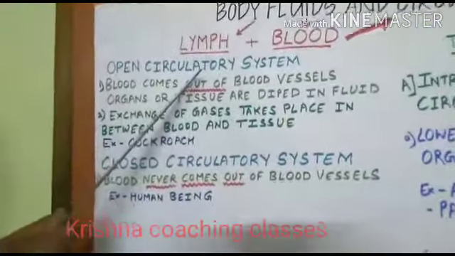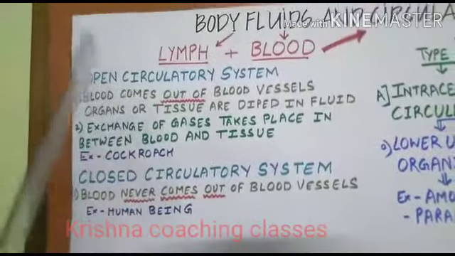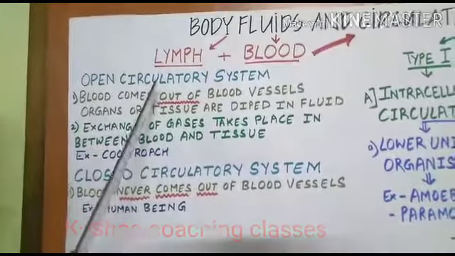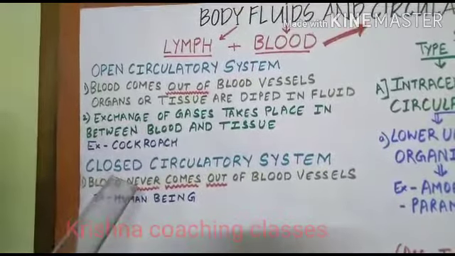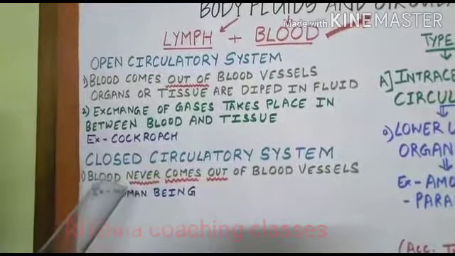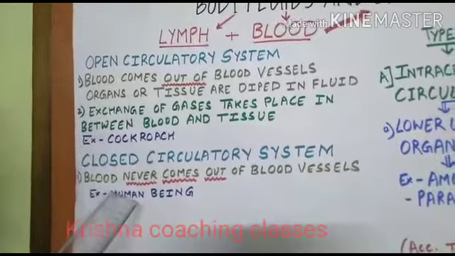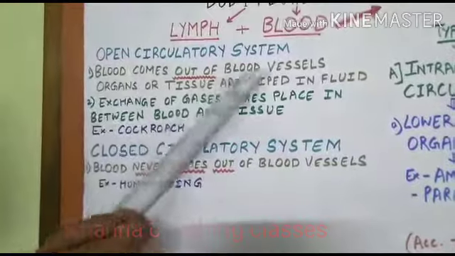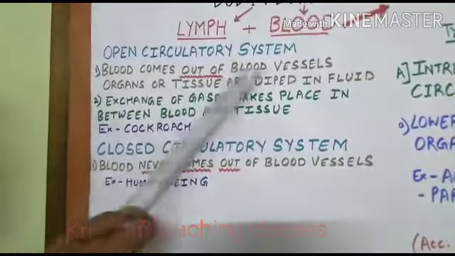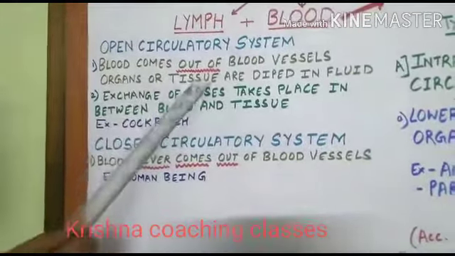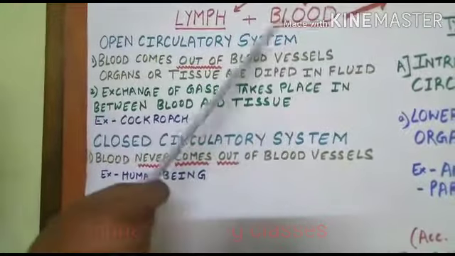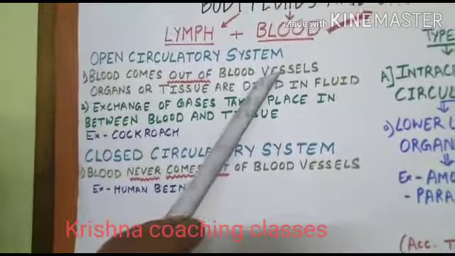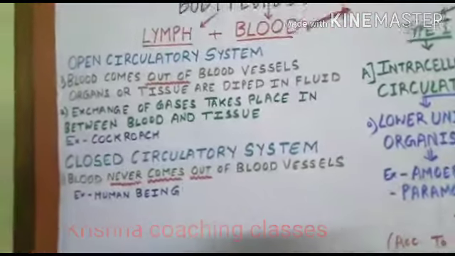Now students, what is an open circulatory system? An open circulatory system is one in which the fluid is collected in pond-like sinuses, and in that the organs get bathed. Blood comes out of blood vessels. Organs or tissues are dipped or bathed in the fluid. Very important: they don't have any other system, the organs are just dipped in.